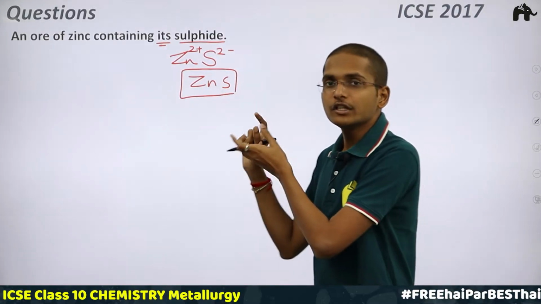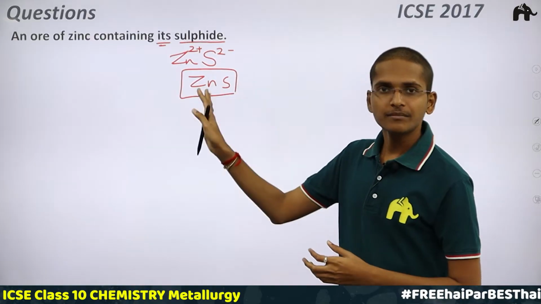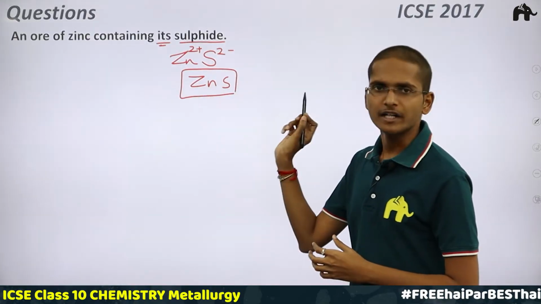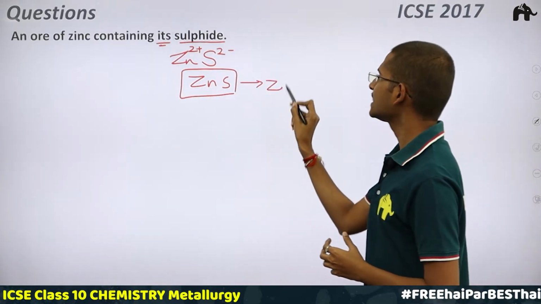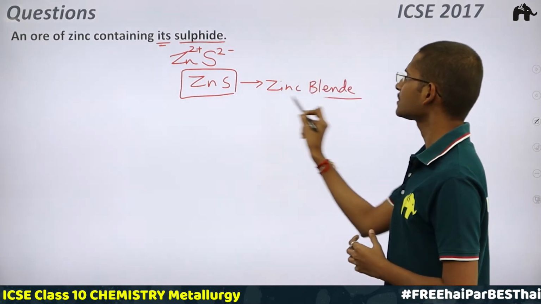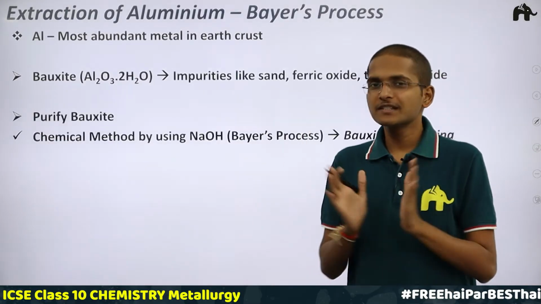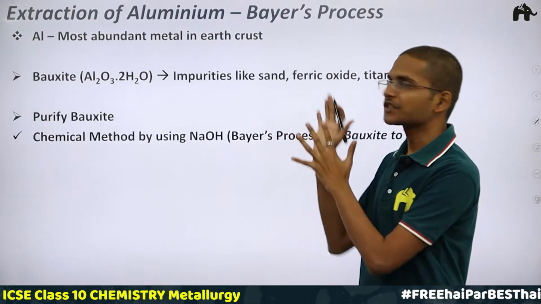And we know zinc sulfide, but what is the name of the ore? We need to remember the names of the ores as well. Just remembering the chemical name is not enough. It is zinc sulfide, but the name of this ore is zinc blende. We have just seen it, so you can go back in the video and refer.